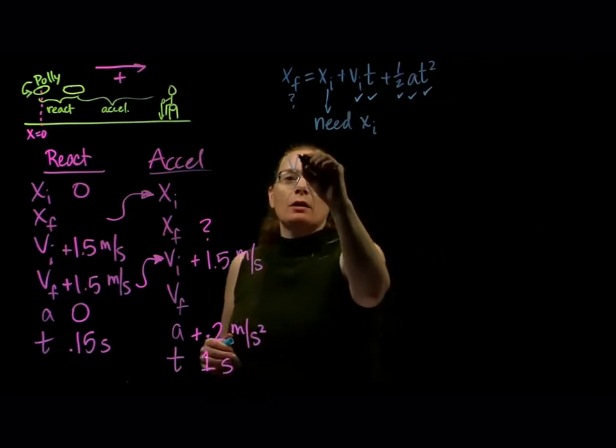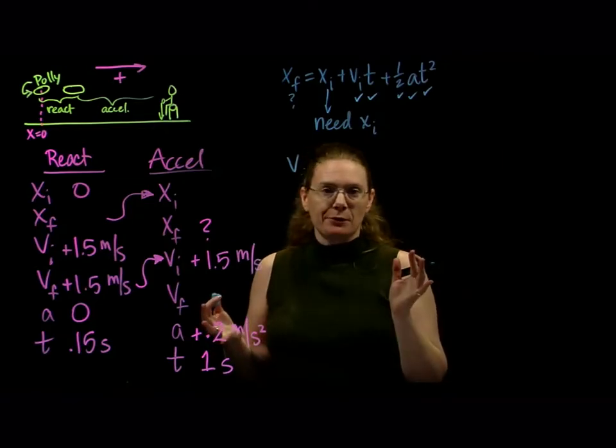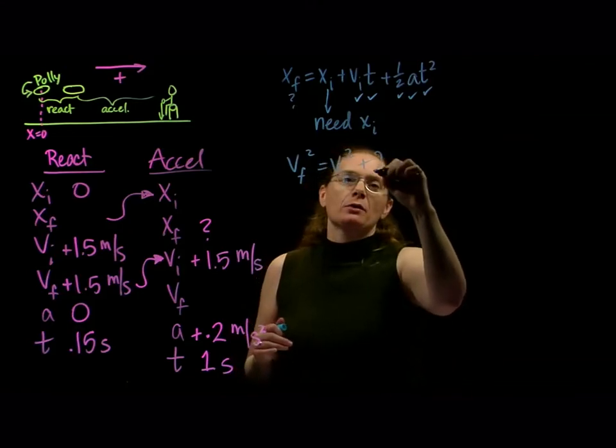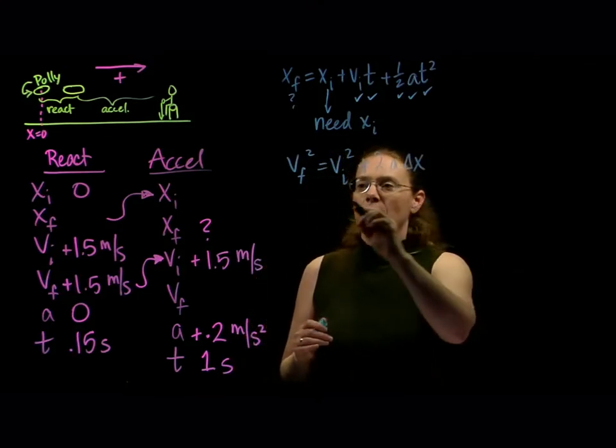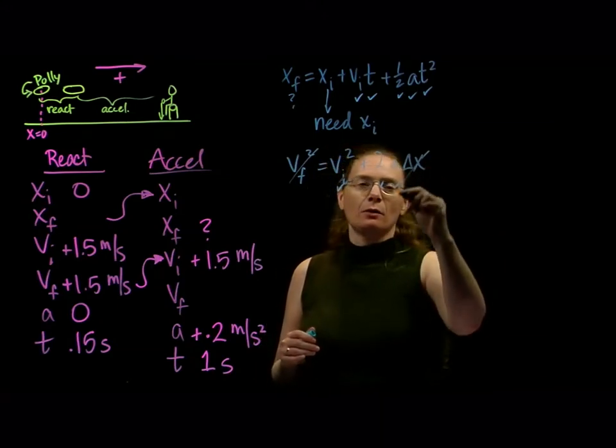How about one of the other ones? V final equals V initial plus AT. There's no x in that. The third one, the squared one, maybe that one will work. Plus 2A delta x. Okay, so V final, don't know that. I do know that. No, and I don't know that.